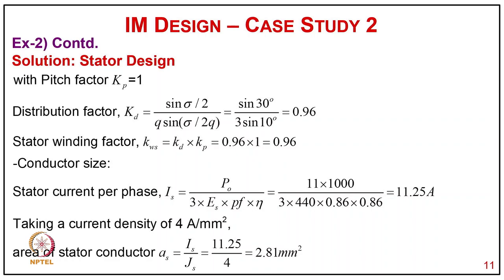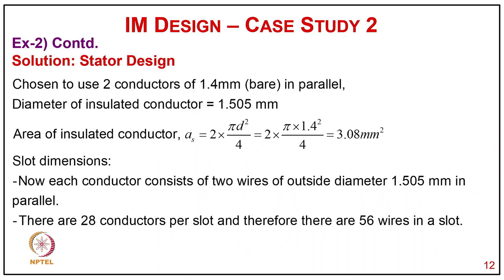And now conductor size, stator current per phase is IS equal to P upon 3 into ES into PF into efficiency, so it comes 11.25 ampere. And taking current density of 4 ampere per meter square, the area of conductor is IS upon JS, so it comes 11.25 divided by 4, so it comes 2.81 millimeter square. Now, chosen to use two conductors of 1.4 millimeter bare in parallel. So diameter of insulated conductor is 1.505 millimeter, and area of insulated conductor is AS equal to 2 pi d by 4, so putting value 3.08 millimeter square.